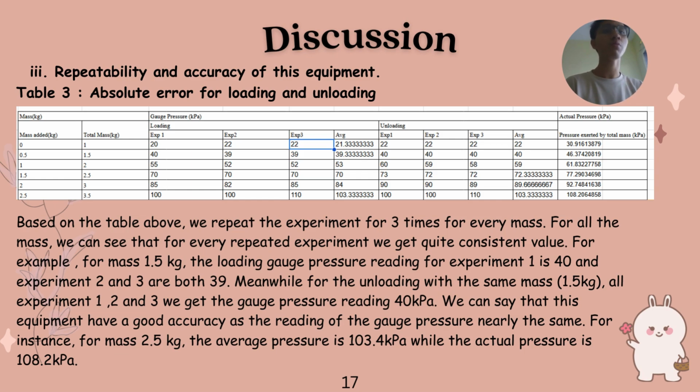For example, for mass 1.5 kg, the loading gauge pressure reading for experiment 1 is 40, and experiments 2 and 3 are both 39. Meanwhile, for the unloading at the same mass, 1.5 kg, in all experiments 1, 2 and 3, we get the gauge pressure reading of 40. We can say that this experiment has good accuracy as the gauge pressure readings are nearly the same. For instance, for mass 1 kg, the average pressure is 59, while the actual pressure is 61.83.